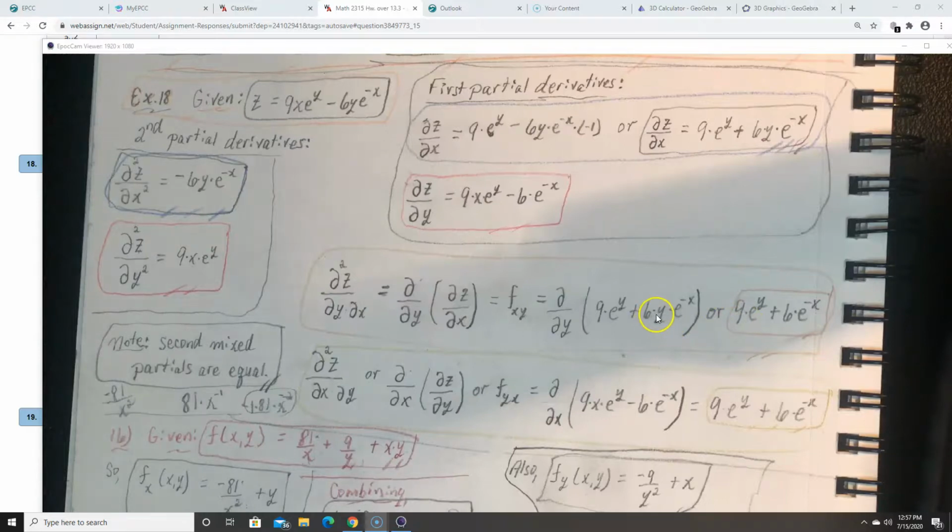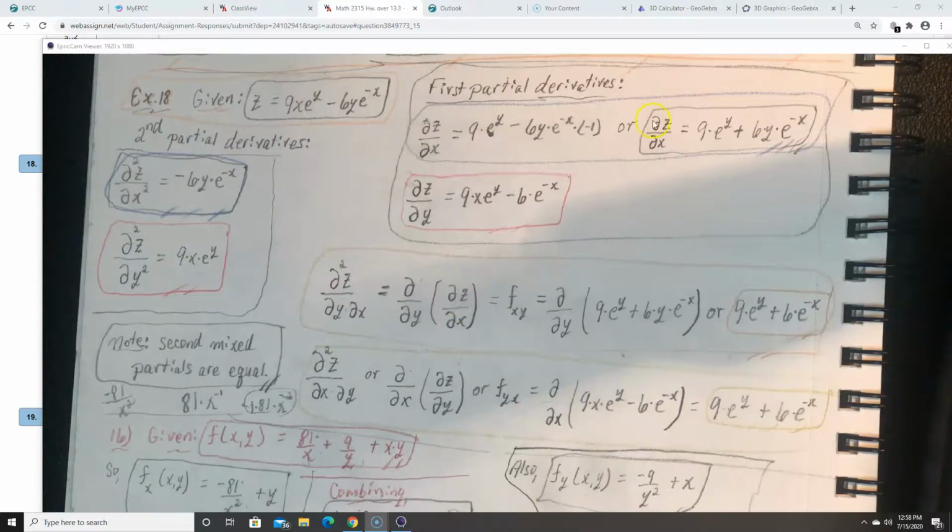And the derivative of 6 times y times e to the negative x with respect to y: well, the derivative of y with respect to y is 1. The multiplied 6 and the multiplied e to the negative x are treated as constants. So it will be 6 times 1 times e to the negative x, which is just 6 times e to the negative x. And so here is our second partial derivative.